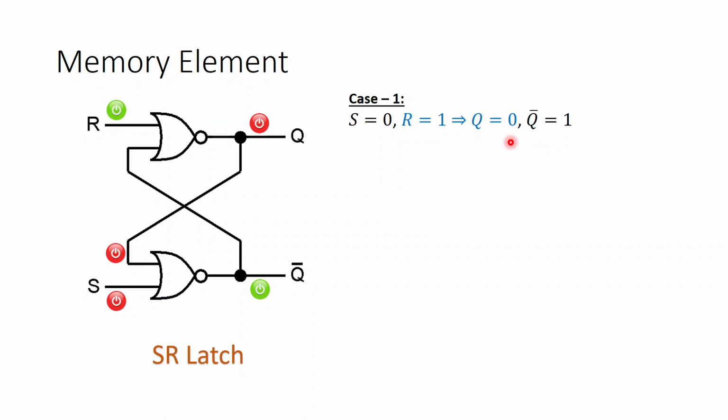Now what we do, we check what would happen when we give S equals 0, R equals 0 from this condition. From this condition means that this output is 0 and this output is 1. When we give S equals 0, R equals 0, this was the output condition. Okay, so you notice from the previous that we have changed R from 1 to 0. Now we have to reanalyze how the circuit behaves.